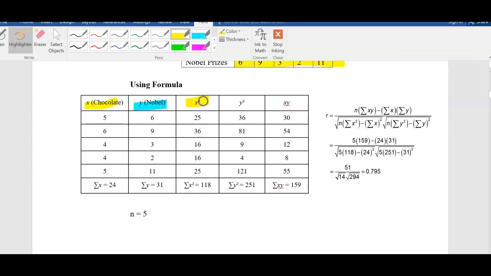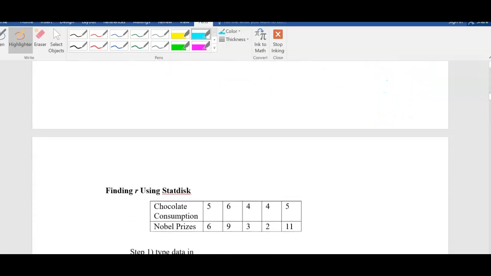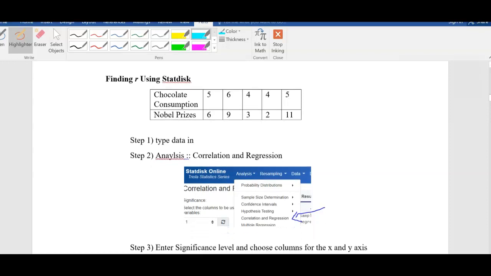We would square my X's. We would square my Y's. We would multiply the two together to get your XY. Then we'd find all of those sums and we would plug it into this formula. And if we did so, we would get 0.795 for our correlation coefficient. Remember, we like 0.8 or higher. 0.795 isn't terrible.